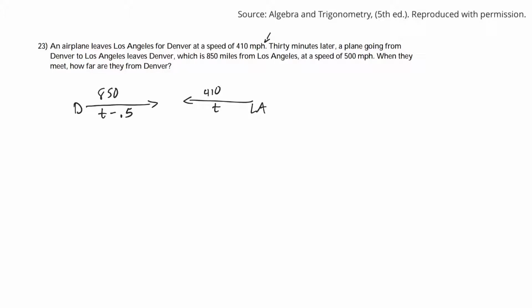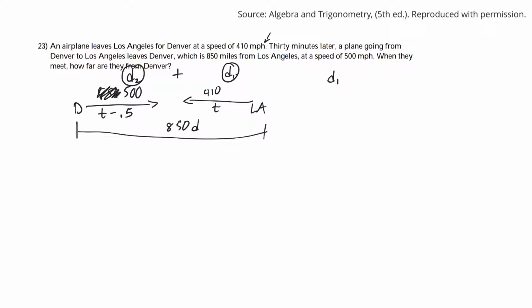Okay, and, oh no, they're not going 850. They're going 500 miles an hour. Oh, but they say the total distance from here to here is 850. So that's a distance. What I could figure out is the distance that this guy travels plus the distance that this guy travels. Let's call this one distance 1, and the distance that this guy travels distance 2. If you add those two, that has to give you 850. So distance 1 that the first plane travels plus the distance 2 that the second plane travels has to be equal to 850.